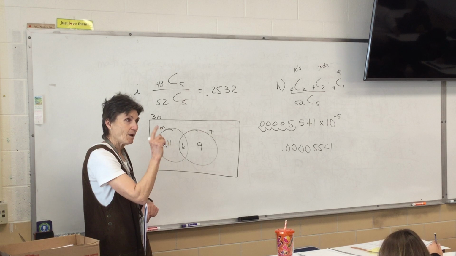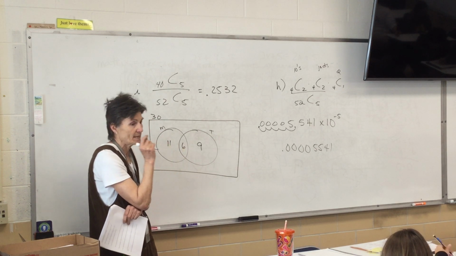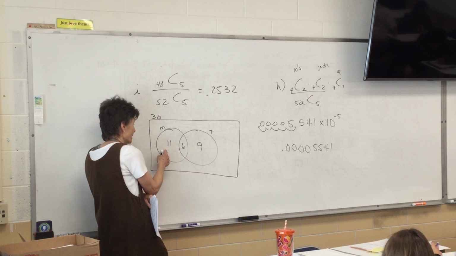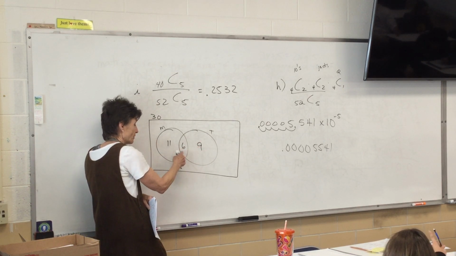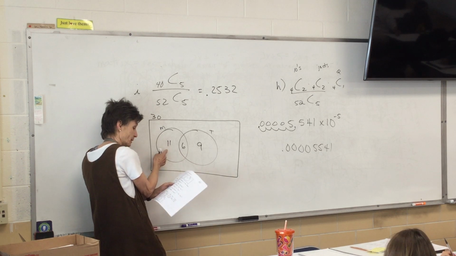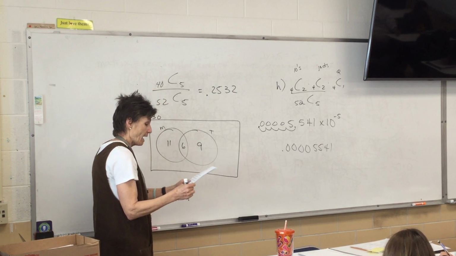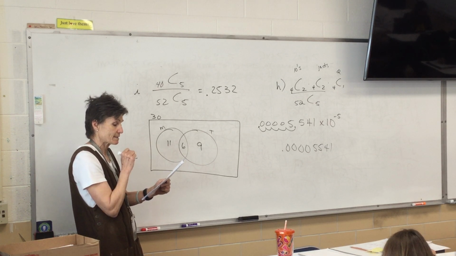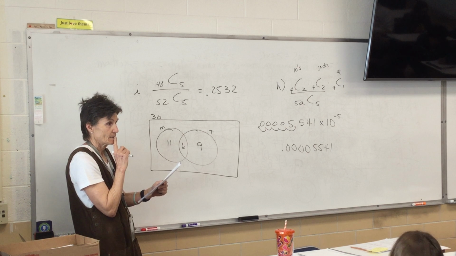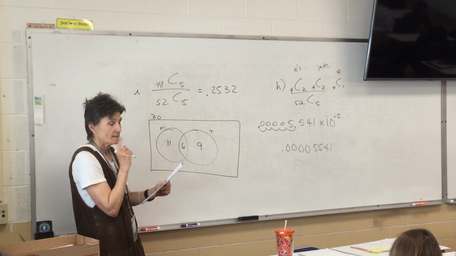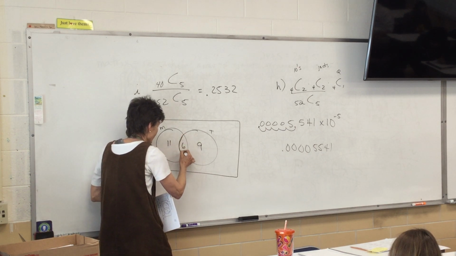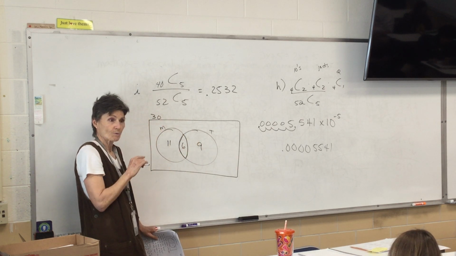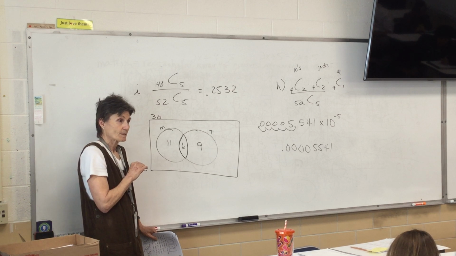B, how many like only M&Ms? That's 11. Because these kids aren't part of the Twix ball. They're only in the M&M ball, so 11. How many like M&Ms and Twix? 6. These guys right here are part of both balls, right? So there's 6.